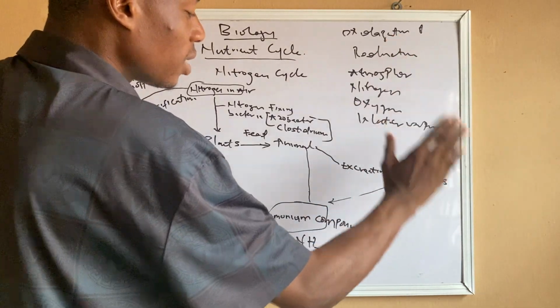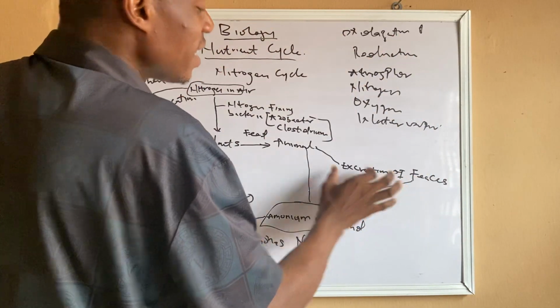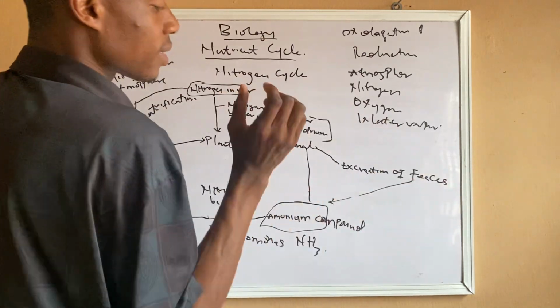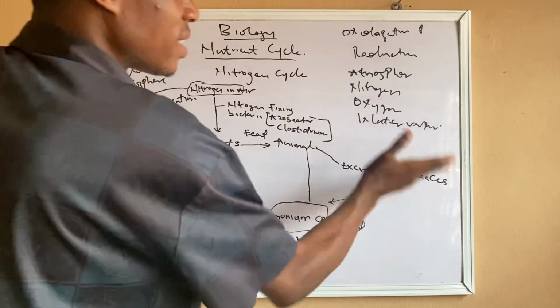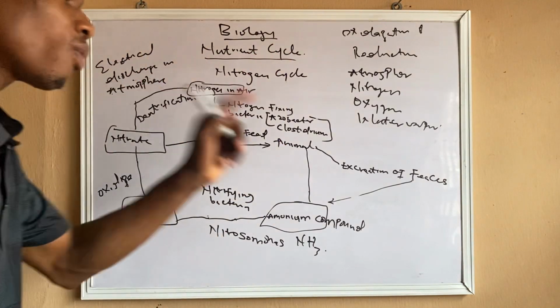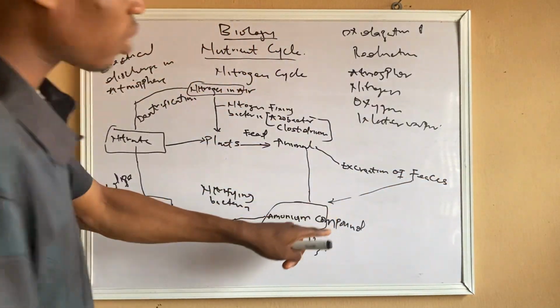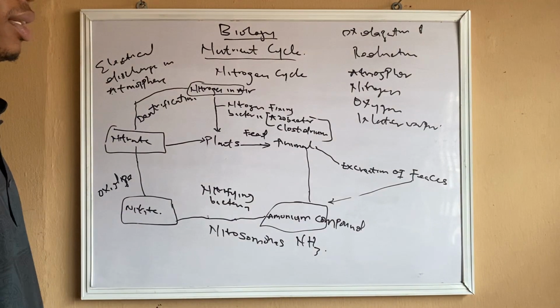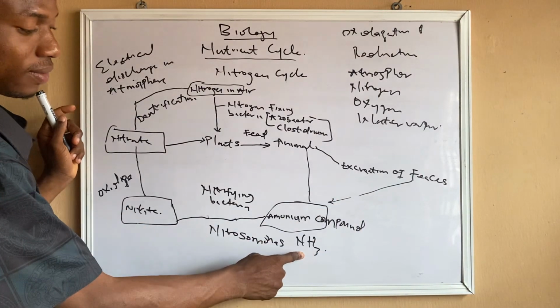Once a human being or even an animal eats, it is due process for us to have feces. And this feces is the waste product. But don't forget that in every feces, there is an ammonia compound that has to be excreted.